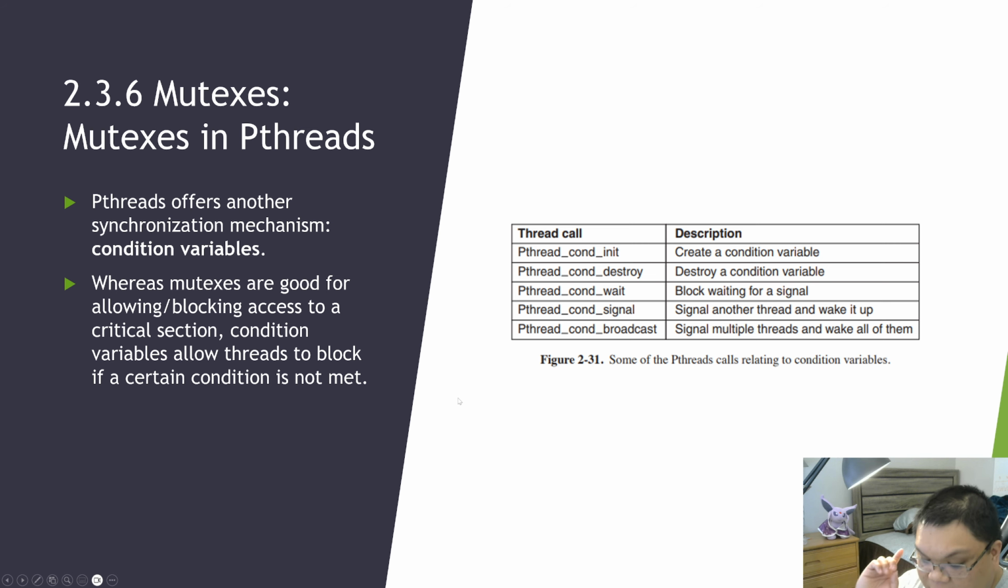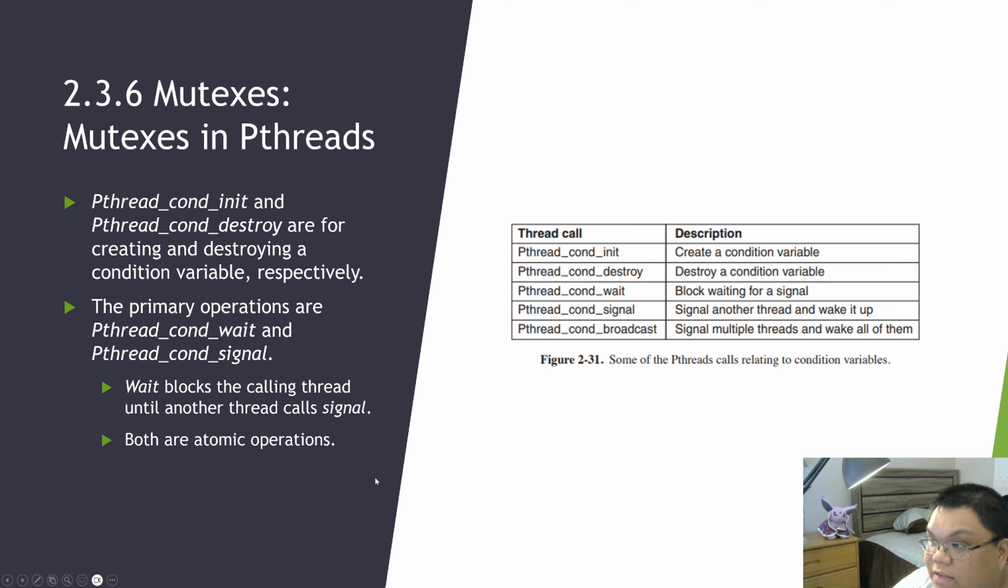There is another synchronization mechanism called a condition variable. Whereas mutexes are good for allowing and blocking access to a critical section, condition variables allow threads to block if a certain condition is not met. We create and destroy condition variables using pthread cond init and pthread cond destroy. The primary operations for condition variables are pthread cond wait and pthread cond signal. They are atomic operations, and they're like the wait and signal operations that we've seen before.